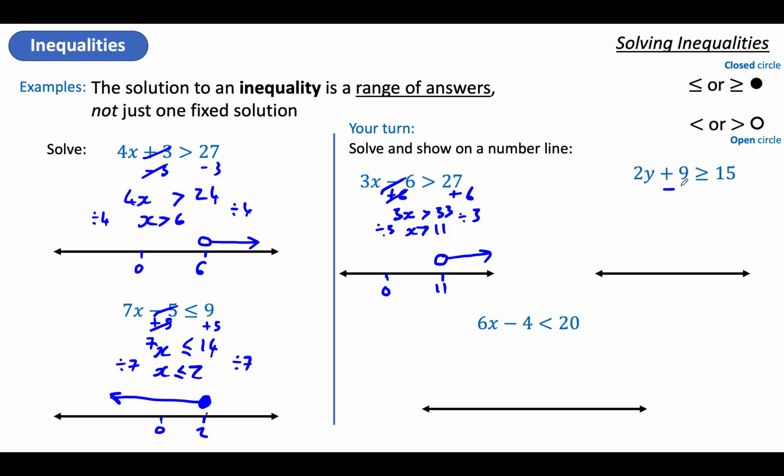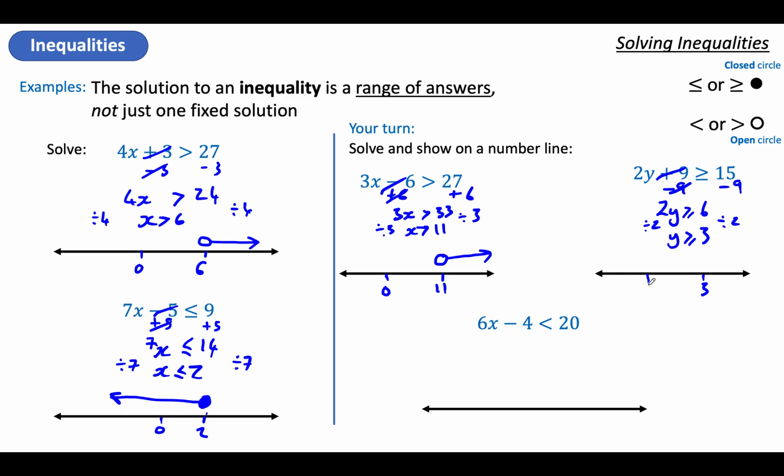This one, plus 9, so I take away 9. 9 take away 9 is nothing, so 2y is left on its own. 15 take away 9 is 6. Well, if 2 lots of something is 6, let's divide by that 2 to find that 1 lot must be 3. So y is bigger than or equal to 3. So either 3 or above.